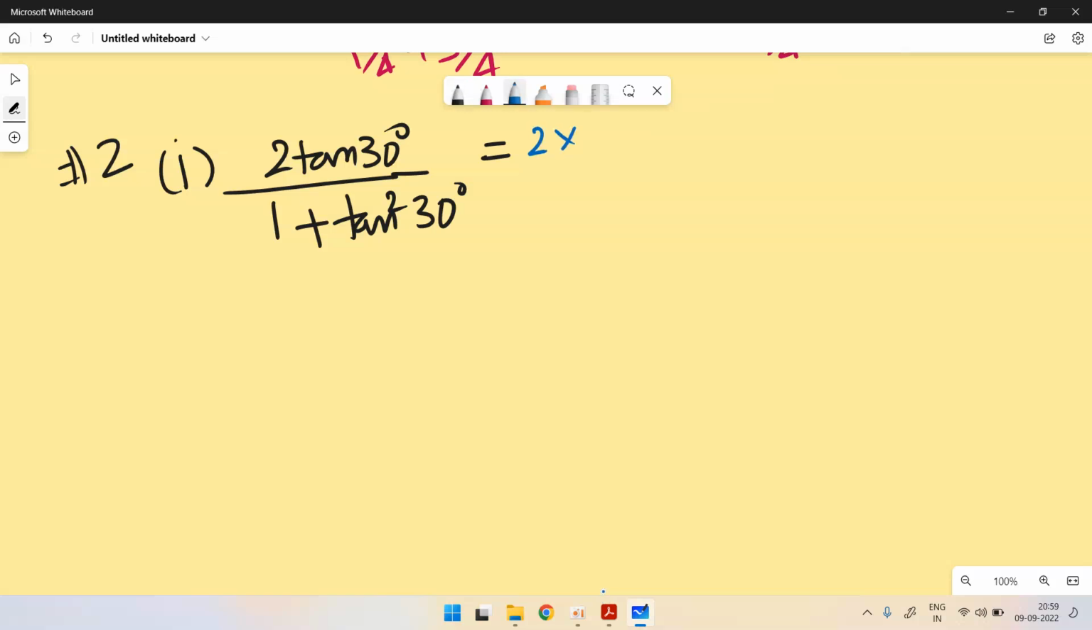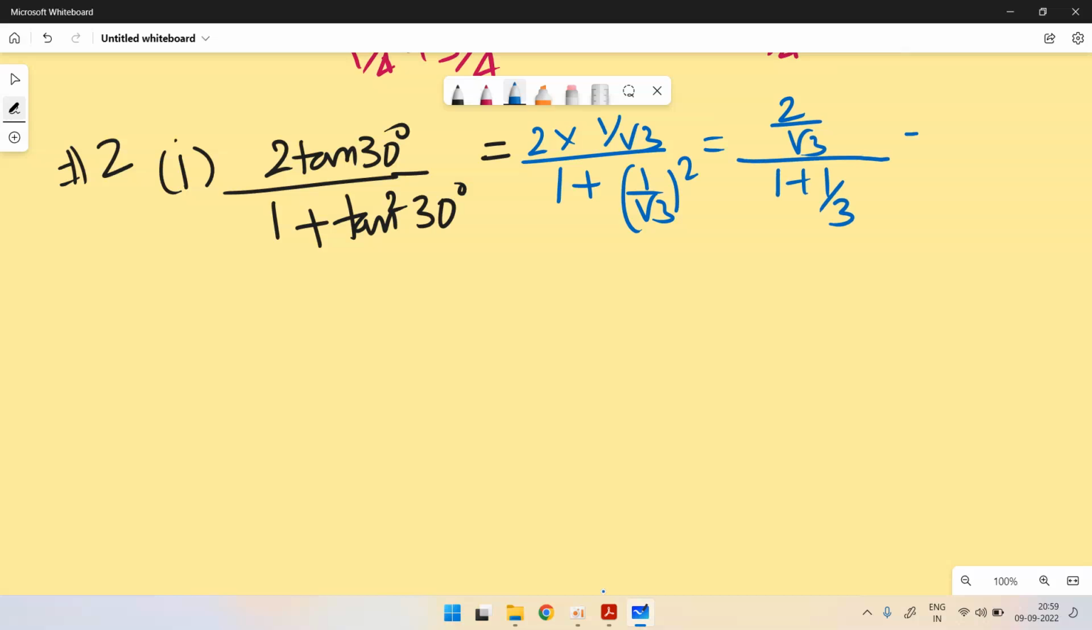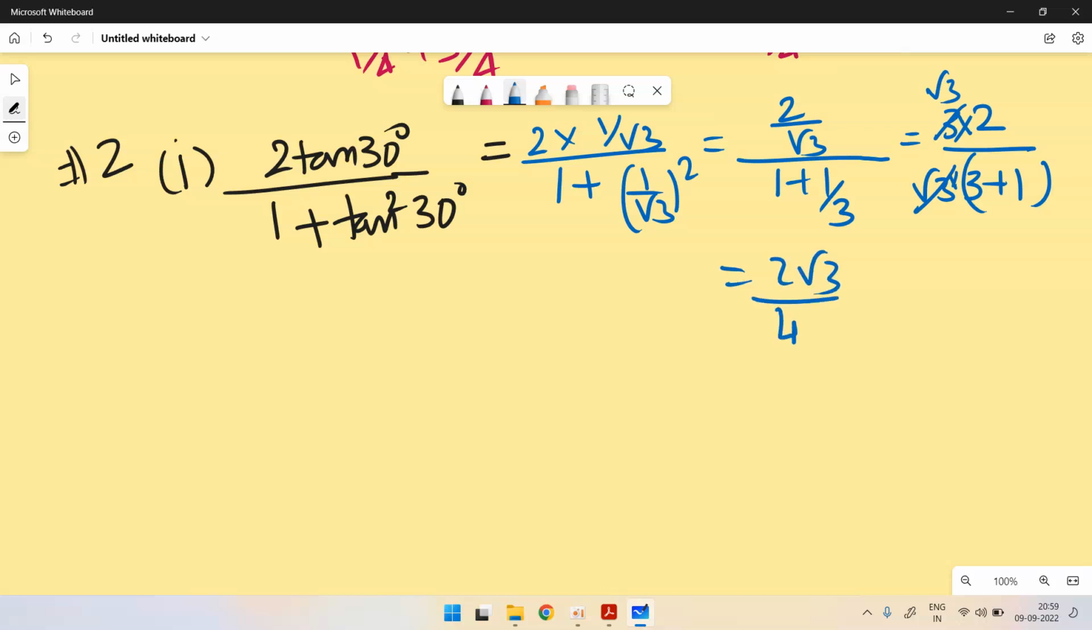This is 2 into tan 30, which is 1 by root 3, divided by 1 plus tan 30 whole square, which is 1 by root 3 whole square. This is nothing but 2 by root 3 divided by 1 plus 1 by 3. If you do this, it is 2 by root 3 divided by 3 plus 1 by 3, so 3 goes here, 3 into 2 by root 3 into 4. And 3 by root 3 is root 3, so this is nothing but 2 root 3 by 4, which is root 3 by 2.